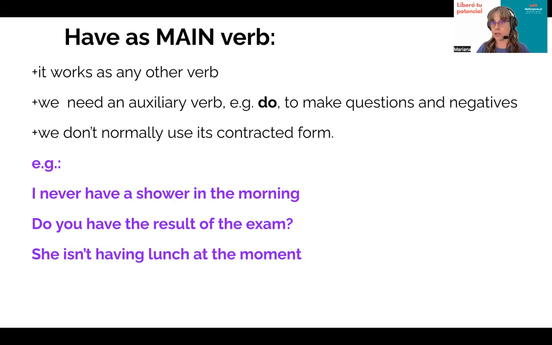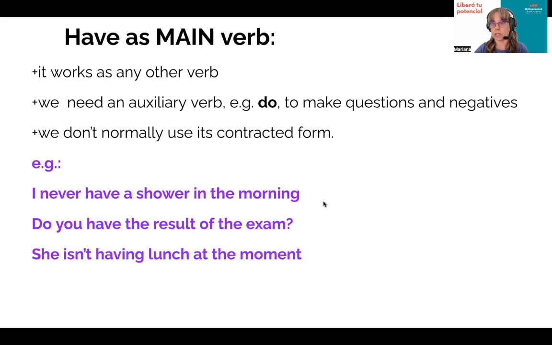When it is a main verb, it works as any other verb. That's to say, it needs an auxiliary. If it is in the present, you need do or does to make questions and negatives. If it is in the past, you need did. And we do not use the contracted form. So here we have some examples.